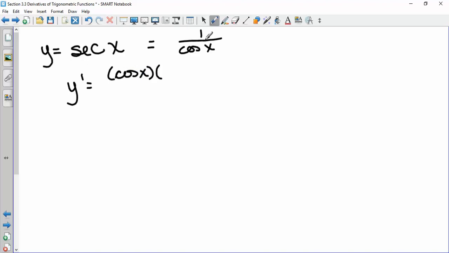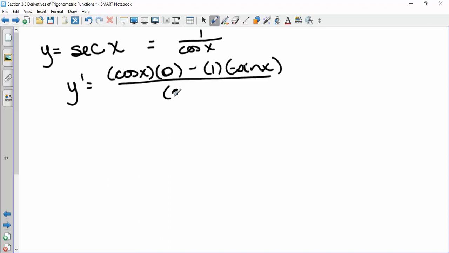Low, d high, derivative of the top is 0, minus high, d low, derivative of the bottom, negative sine, over low squared.